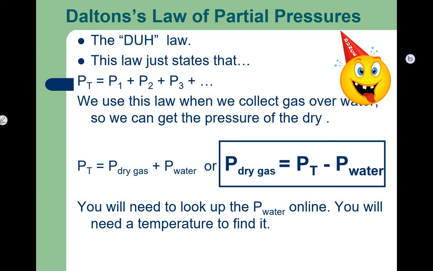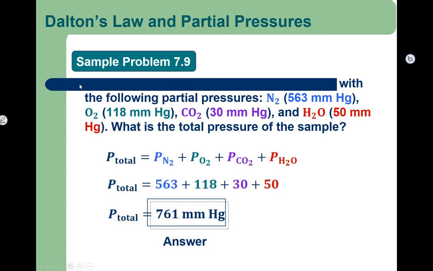However, I want to show you a problem on Dalton's law, just in case you didn't understand how obvious it was. So here's a sample problem. Basically, we have a container, and it has the following partial pressures: nitrogen, oxygen, carbon dioxide, water. What's the total pressure of the sample? Add them up. It's not hard.